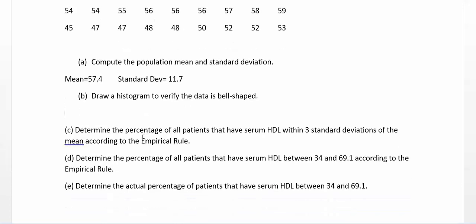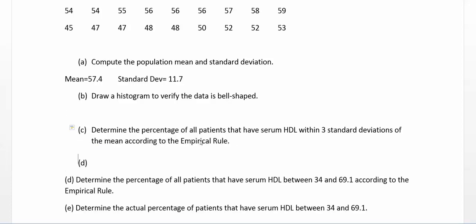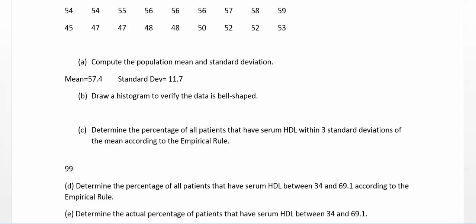Okay, so we want to determine the percentage of all patients who are within 3 standard deviations of the mean according to the empirical rule. Well, according to the empirical rule, within 3 standard deviations, that's 99.7%. So that's just a theory question.